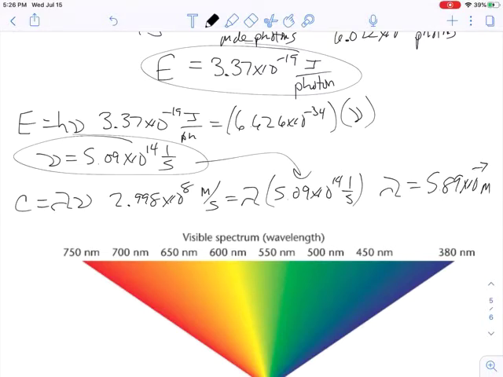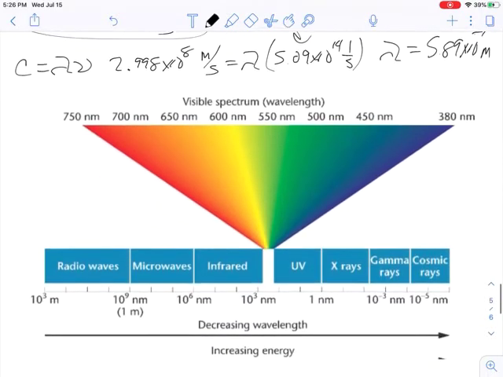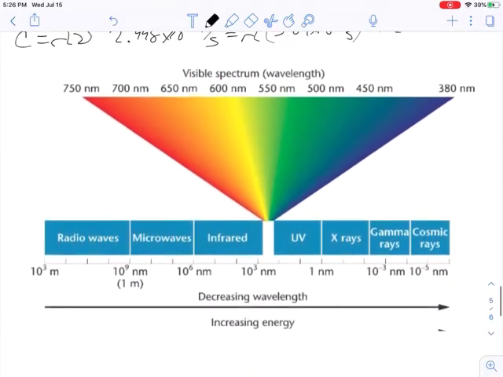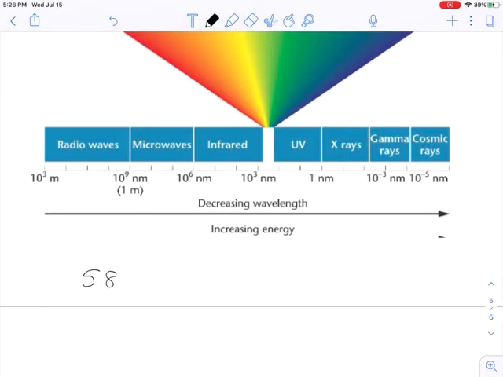But remember, we don't want it in meters, we want it in nanometers. So our last step is to take our 5.89 times 10 to the negative 7th meters, and, my bad, multiply it by 10 to the 9th nanometers per meter. There we go. And so you should end up with 589 nanometers.